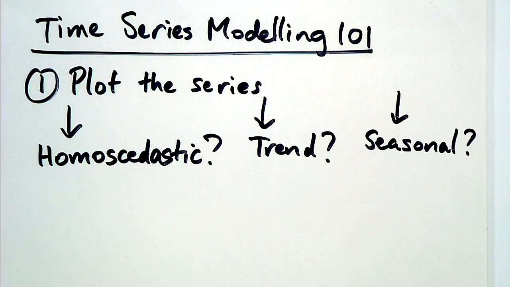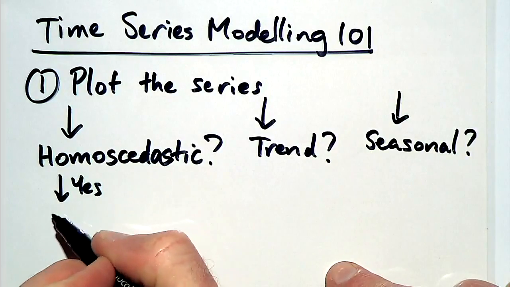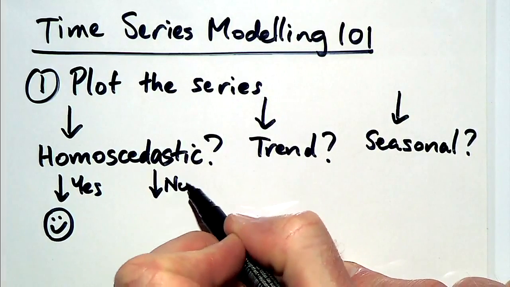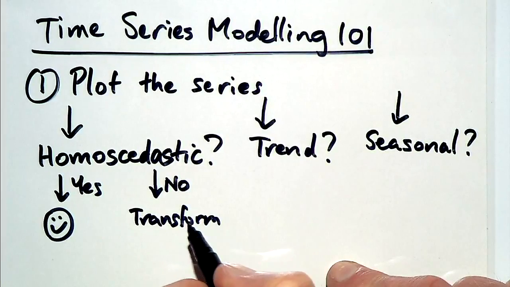Is it homoscedastic? Simple test. Take your 2 fingers, top and bottom of the data, run them along. If your 2 fingers stay the same distance apart pretty much as you move across, you're good. If they move further apart, you're probably heteroscedastic. Okay? If the answer to this is yes, then happy. If the answer to this is no, then you're probably going to want to transform your data.